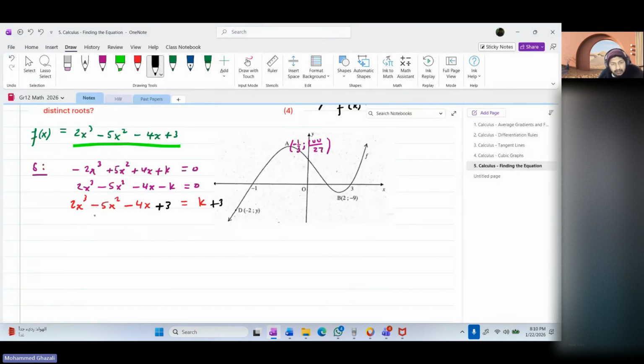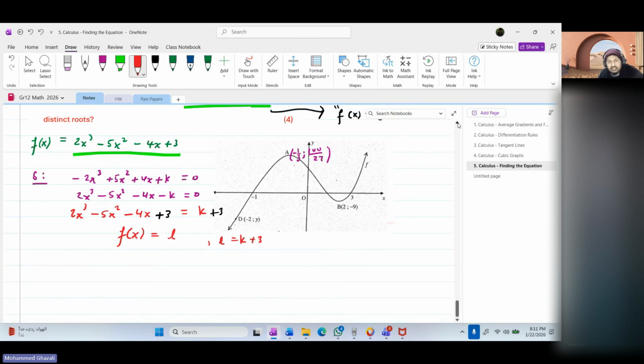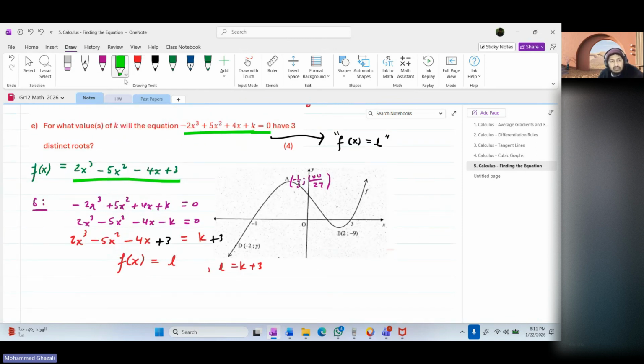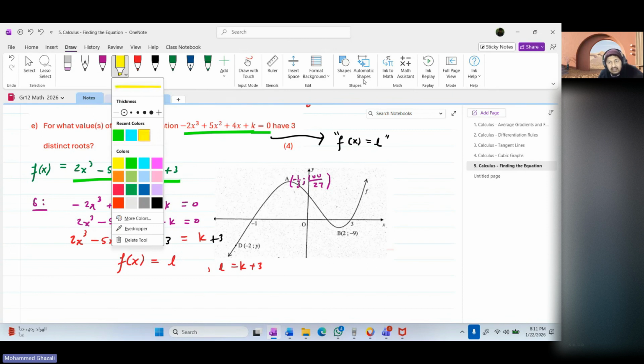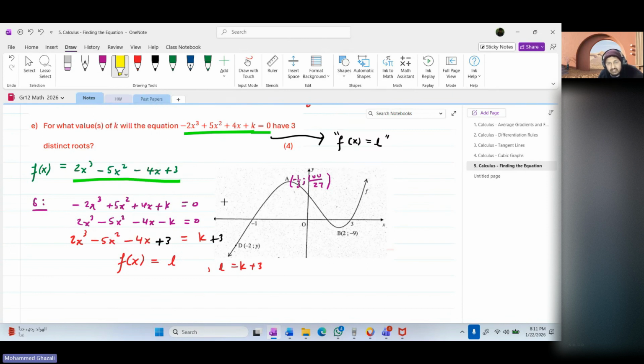So you are basically solving f of x is equal to L, where L is now equal to k plus 3. Now solve this equation. When will you get 3 distinct roots? You will get 3 distinct roots when the horizontal line cuts in between the turning points. Isn't it? You will get 3 distinct, different roots.